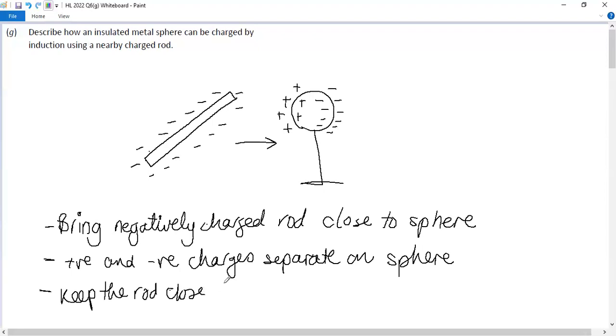Keep the rod close, and earth your sphere by touching it with your finger. And what happens is that the negative charges are flowing through your finger.